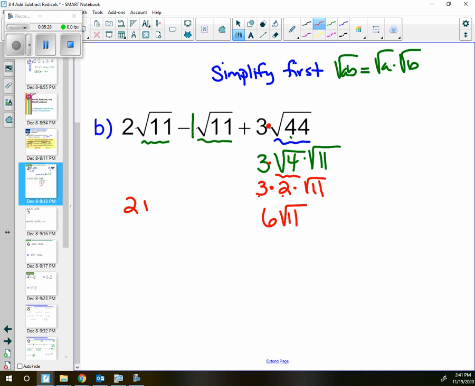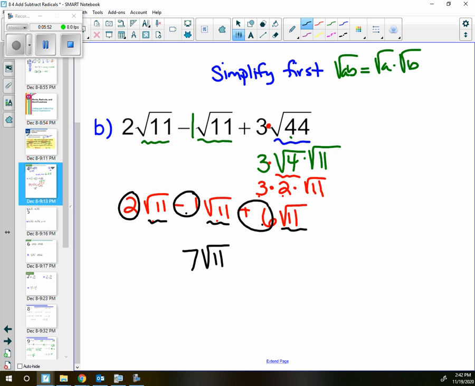Now, why was that such a big deal to do first? Well, now take a look at what we have. I have 3 terms that are all square root of 11. So because I simplified, I realized that all of these are like terms and I can put them all together. So I have 2 of them minus 1 of them plus 6 of them. So 2 minus 1 would be 1 plus 6 would give me 7 times the square root of 11.